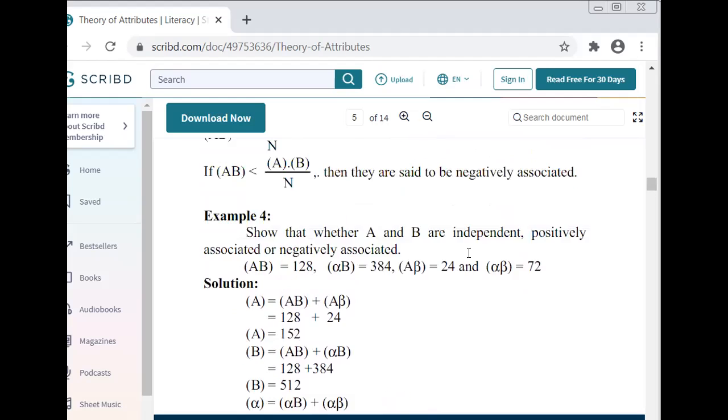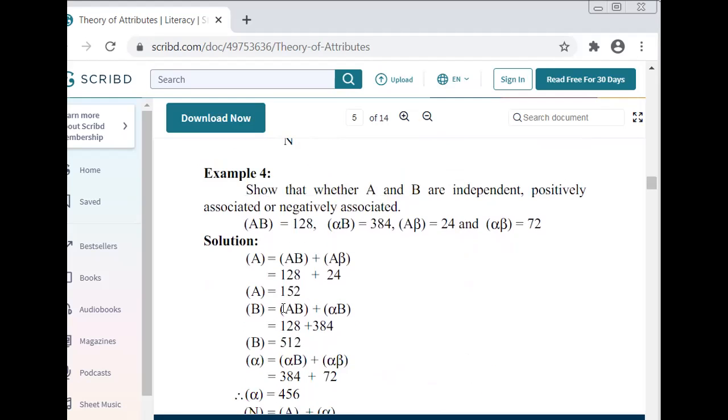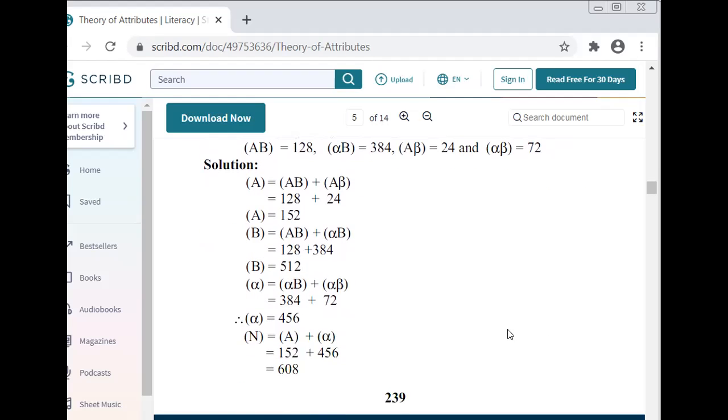Then similarly, frequency of B is also required. Frequency of B equals frequency of AB, which is 128, plus frequency of alpha B, that is 384. So 128 plus 384, the frequency of B equals 512. Similarly, alpha is also required. Alpha equals alpha B plus alpha beta, that is 384 plus 72, so the frequency of alpha equals 456.